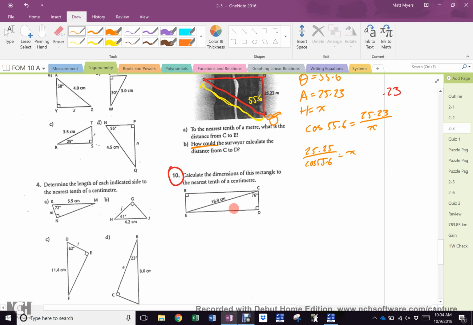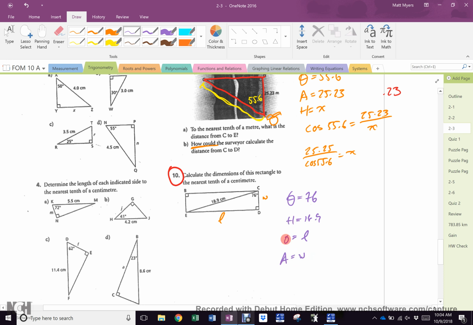So, I need the dimensions. Where do the dimensions of a triangle live? They live here, it's the width, and here is the length, yes? How am I going to find those? Well, I have a theta of 76, and I have a hypotenuse of 18.9. My opposite equals L, and my adjacent equals W.